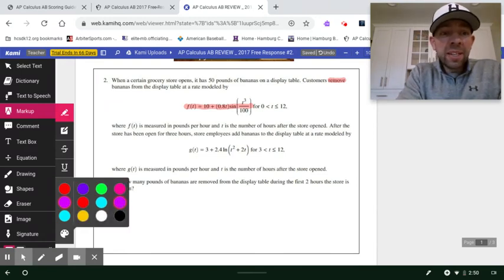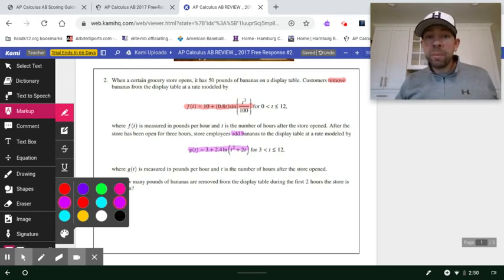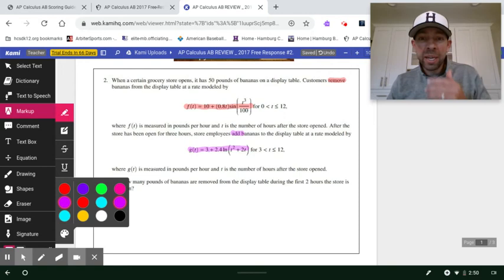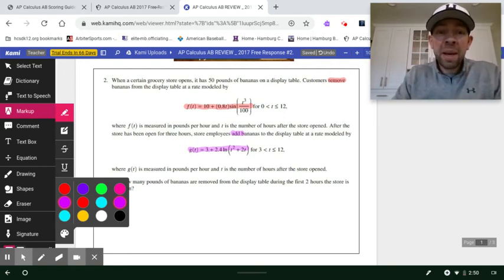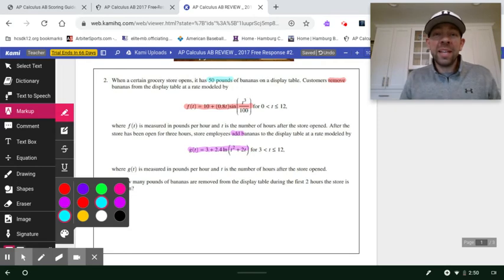And then as soon as we get that typed in, let's type in the second function. This is going to be the rate at which the employees restock that display table, so we're adding them back in. So we've got one function removing bananas. The second function is adding bananas. They're both measured in pounds of bananas per hour. And then let's go back and highlight this part. When the store first opened, there were 50 pounds of bananas on that display table to begin with.